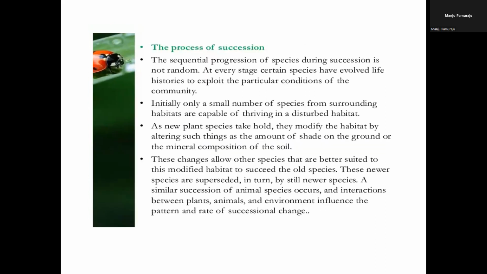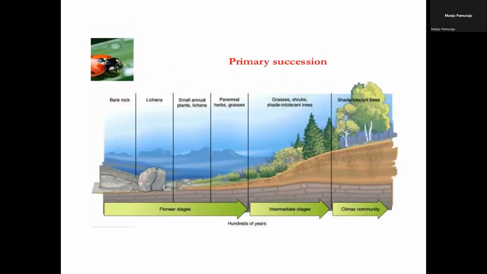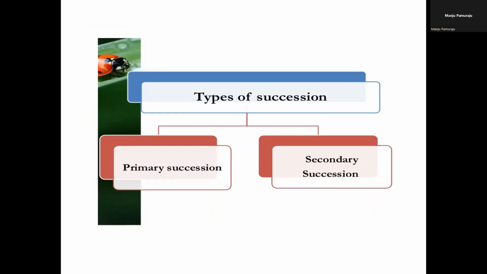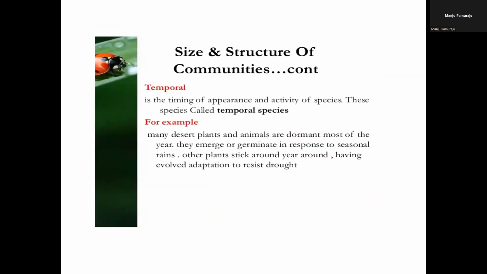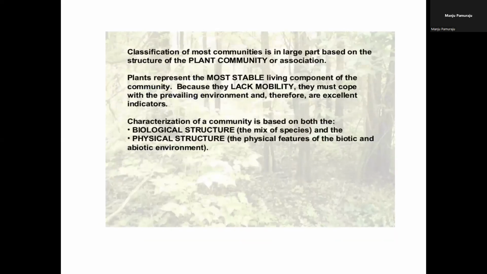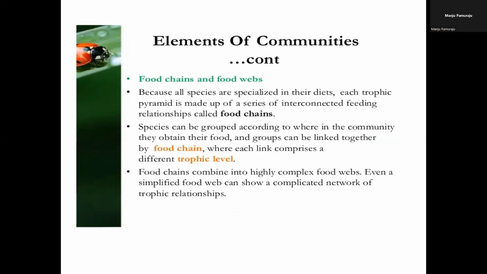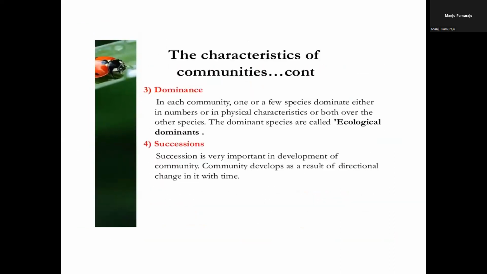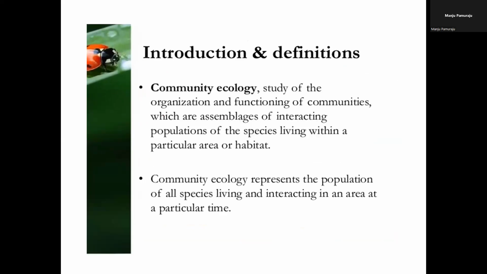In the next class we will discuss this process of ecological succession. In today's topic we discussed the characteristics of the community. Again we will discuss Raunkiaer's classification with examples in the next class. In today's topic we discussed the community structure of community ecology.